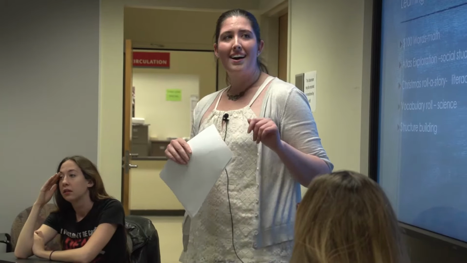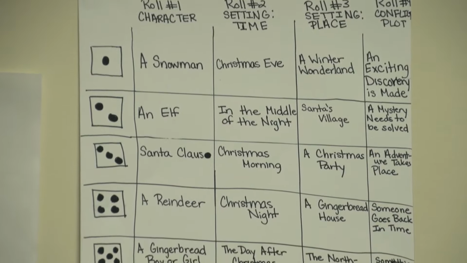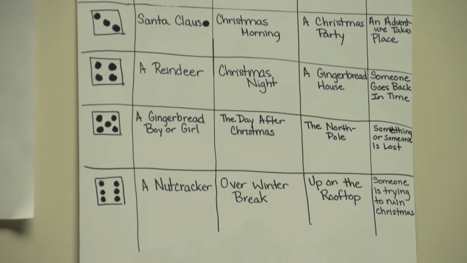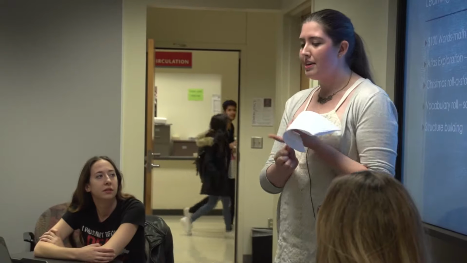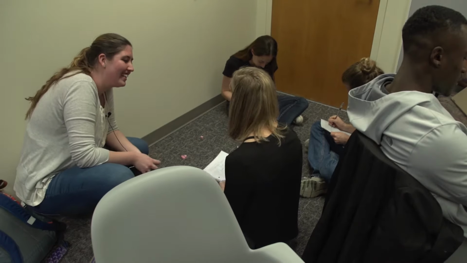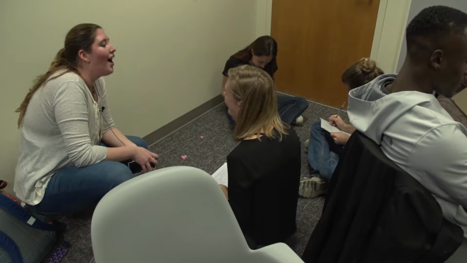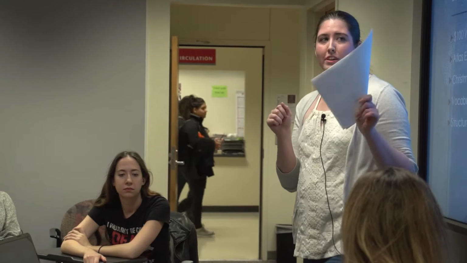And then we have Christmas Roll a Story over here. You have to roll the dice 4 times. First roll, you will have a character. Second roll, you will have the setting as a time. Third roll is setting place. And the fourth roll will be conflict and plot. And so you'll have to write a story after you finish rolling.